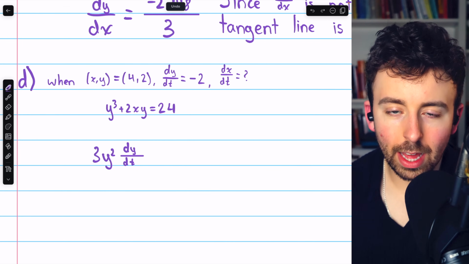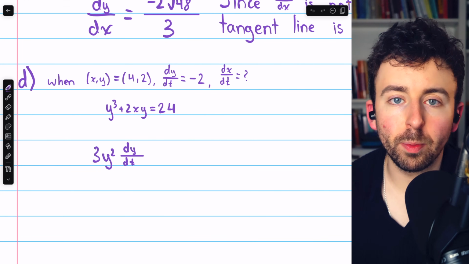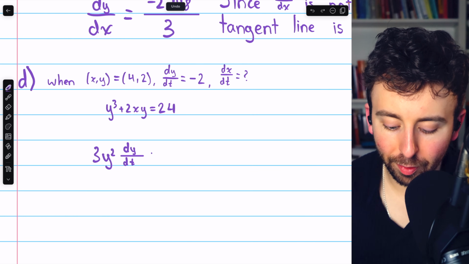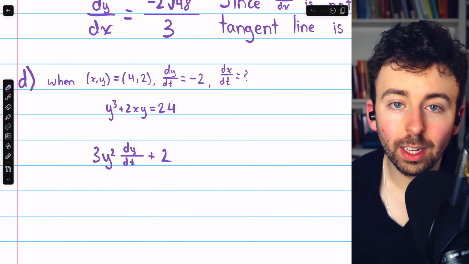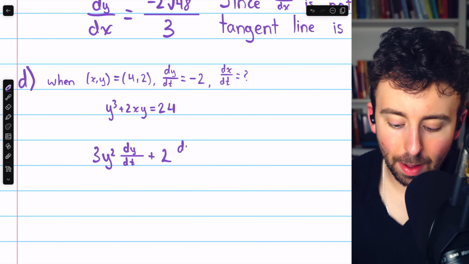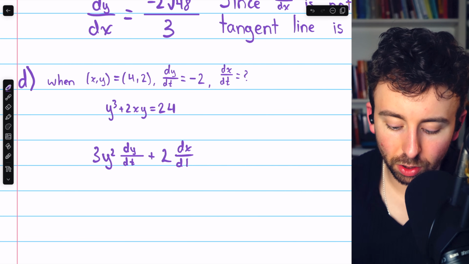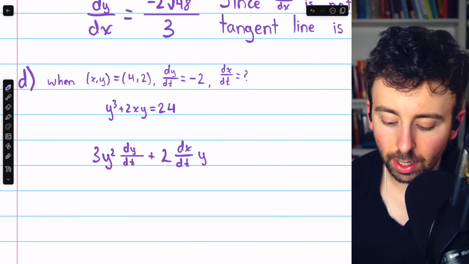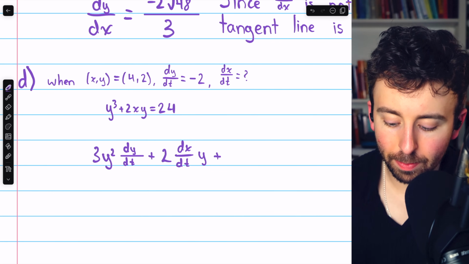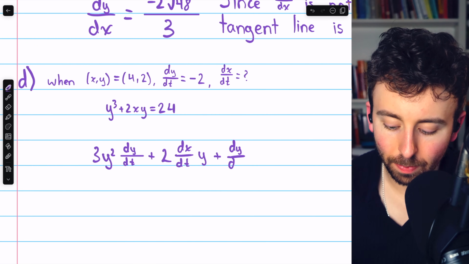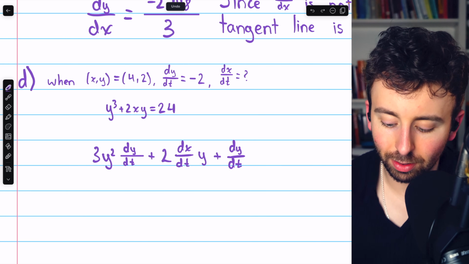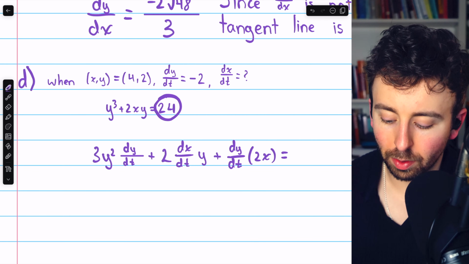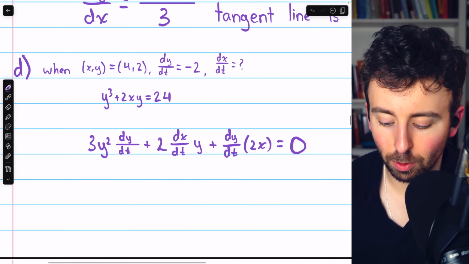Then for 2xy, we will need the product rule, f prime g plus g prime f. Let's say that f is 2x. So then f prime is going to be 2. Then don't forget we also have to multiply by dx/dt. So 2 dx/dt, that's f prime, and then multiply by g. Then we have to add g prime, that's going to be dy/dt, multiplied by f, which is 2x. So dy/dt times 2x. On the right, the derivative of the constant 24 is 0.